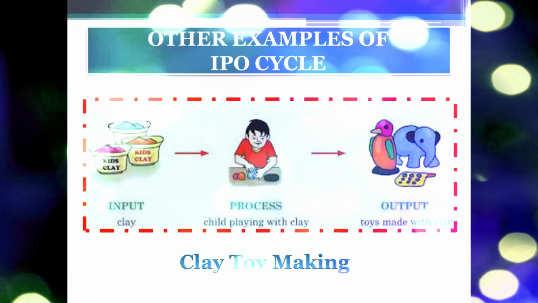Of course, now we are making toys using clay. What can be the input over here? The input is of course clay with different colors. Processing is giving the clay whatever shape we want, and the output is various toys. It can be a bird, an elephant, or any other shape if you want.